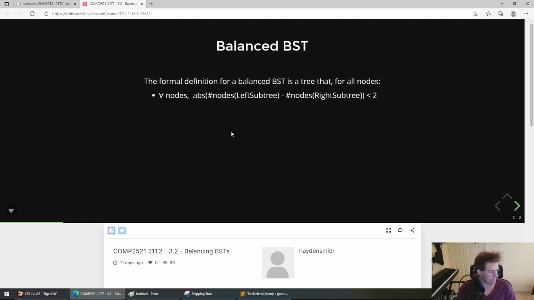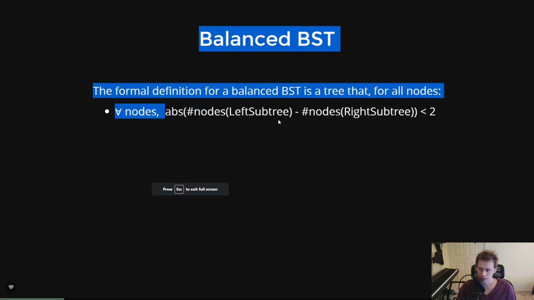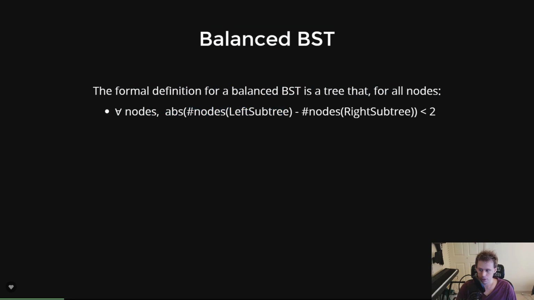Now, formally, the definition of a balanced binary search tree is that for all nodes, the absolute value of the number of nodes in the left subtree minus the number of nodes in the right subtree is less than 2. That's what a balanced tree is, and this is for all nodes.